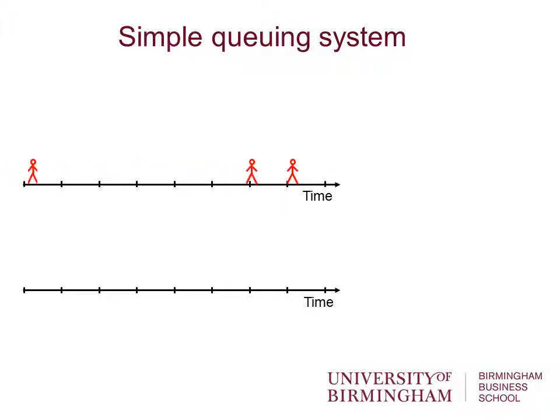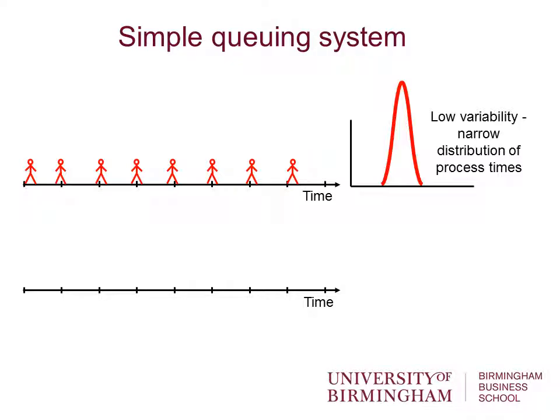Here's a situation of a queue, and there you can see people arriving to be served in a particular operation. And what we can see here is that people are arriving at consistent periods of time. We have very little variability in arrival, so a narrow distribution of process times for each person.